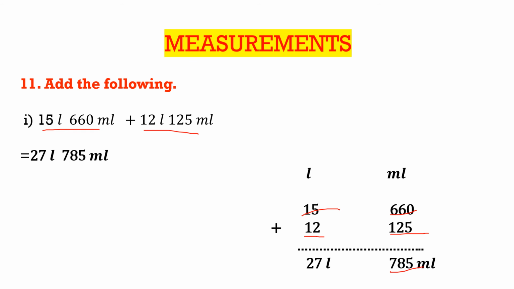Next go to liter column. 5 plus 2 is 7, 1 plus 1 is 2. So we get 27 liter. So we get 15 liter 660 milliliter plus 12 liter 125 milliliter is 27 liter 785 milliliter.